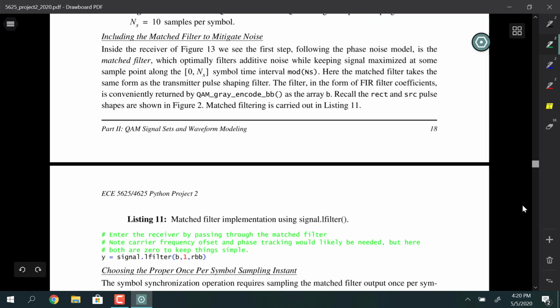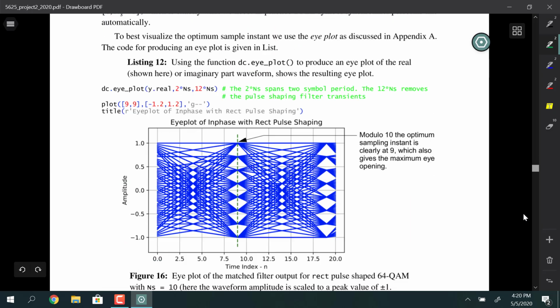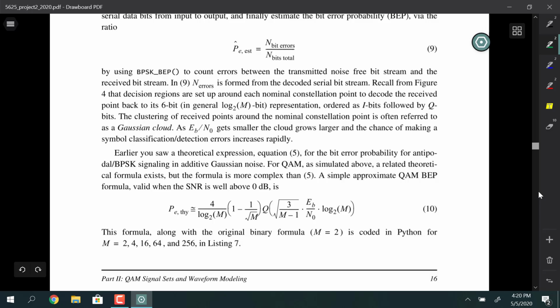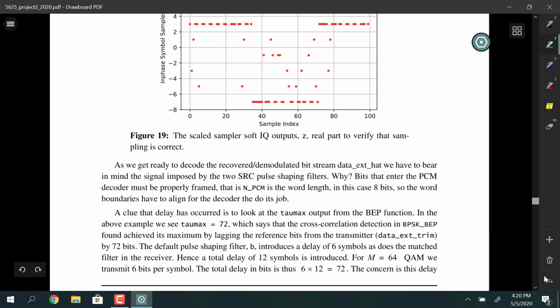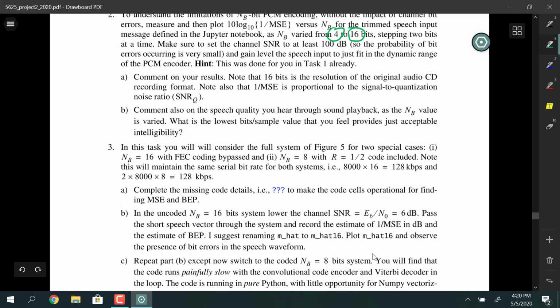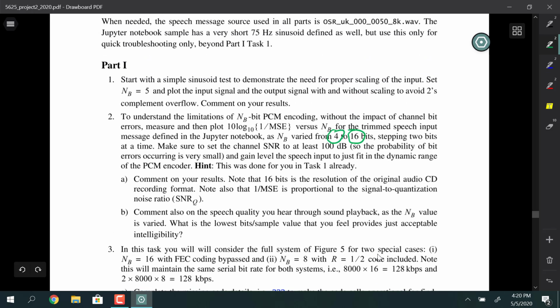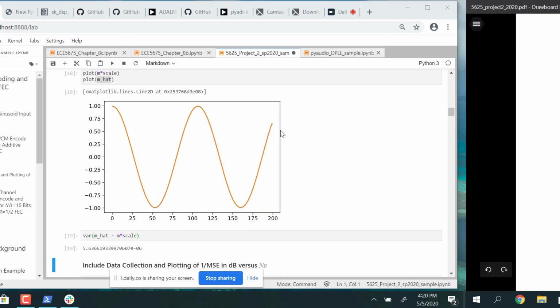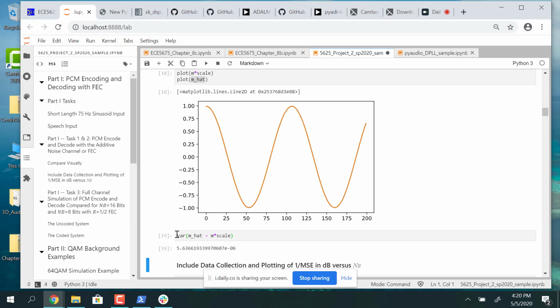way down here in the problem statement itself. If I can find it again. Yeah, so 10 log base 10 of 1 over MSE, so that would be calculated at the end. So you'd be doing something like 10 times log 10 of 1 over that. So 52 dB of signal to quantization noise ratio.